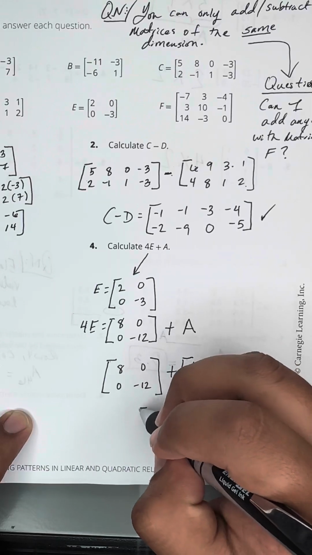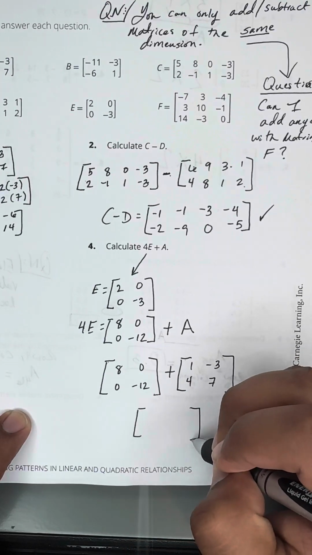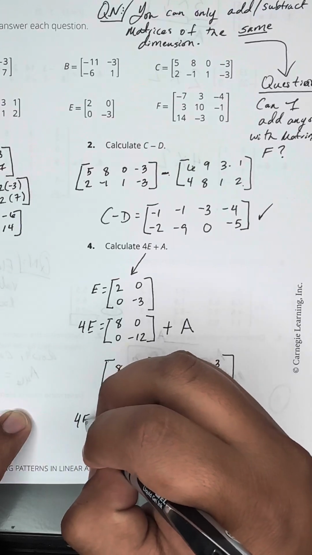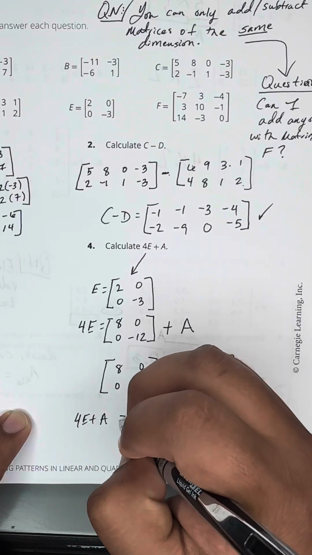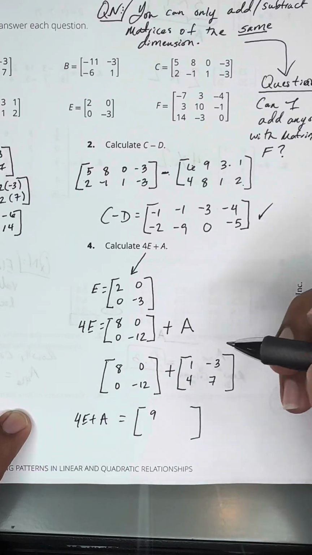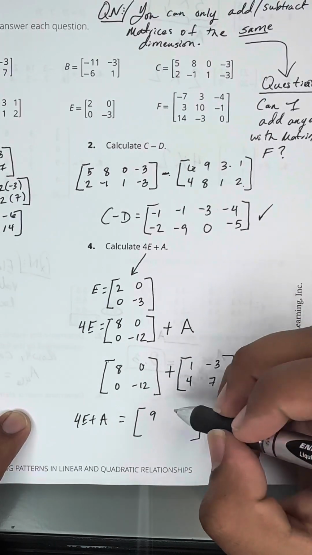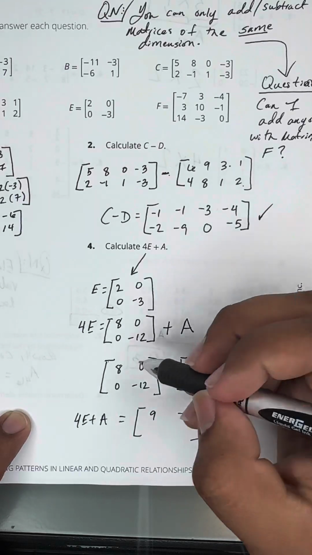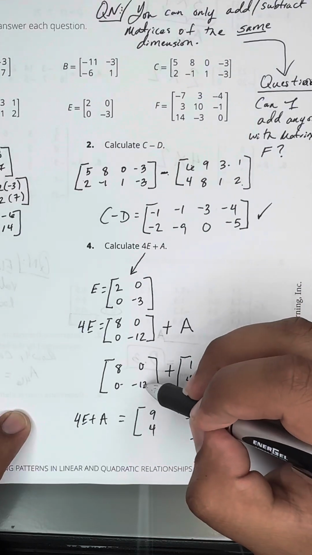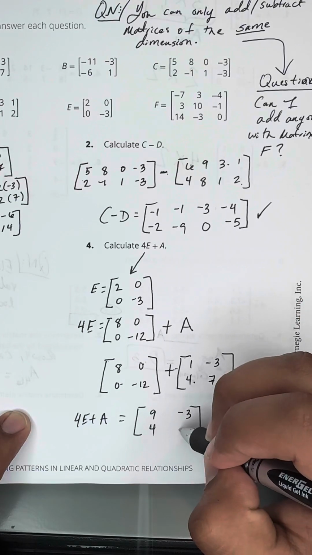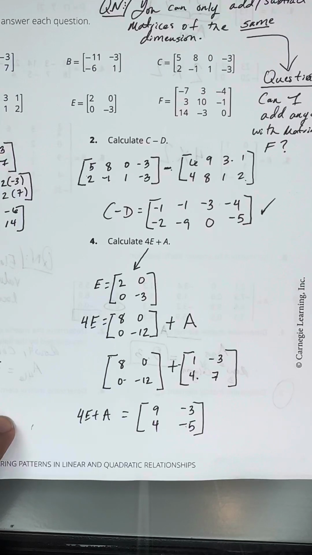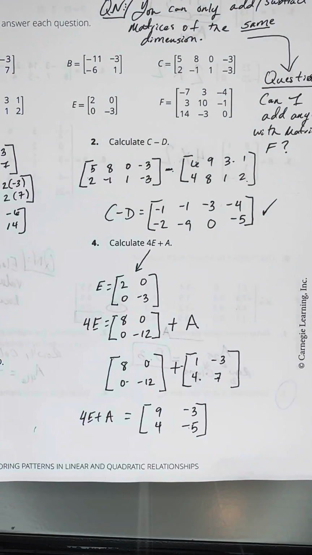And my new matrix is, let me write the name of it, 4E plus A equals 8 plus 1 is 9, 0 plus 4 is 4, 0 plus negative 3 is negative 3, negative 12 plus 7, that's negative 5. Calculators are right there available for you to use. Please use them.